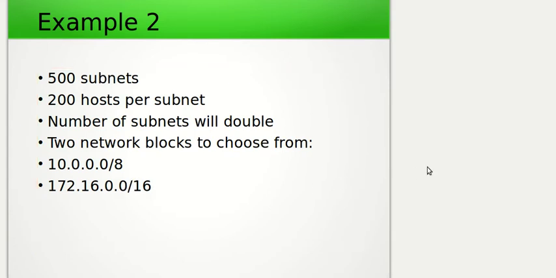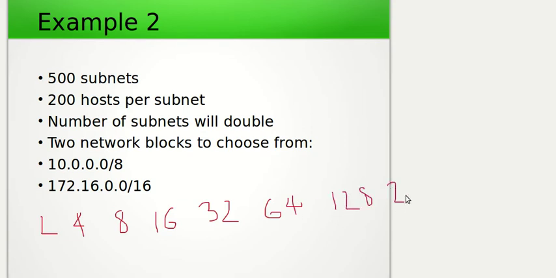So let's get started. We know we need 500 subnets. How many subnet bits are we going to need in order to get 500 subnets? 2 to the power of 1 is 2, 2 to the power of 2 is 4, 2 to the power of 3 is 8, 2 to the power of 4 is 16, 2 to the power of 5 is 32, 2 to the power of 6 is 64, 2 to the power of 7 is 128, 2 to the power of 8 is 256, 2 to the power of 9 is 512. So we're matching that 500 subnets. However, it says the number of subnets will double, so essentially they could have 1,000 subnets within the next few years. The 512 is not enough.